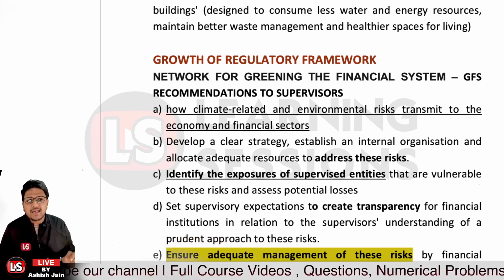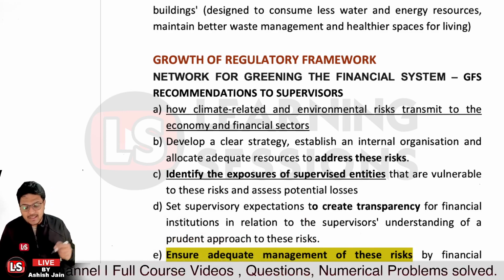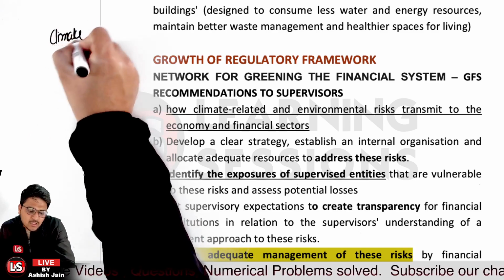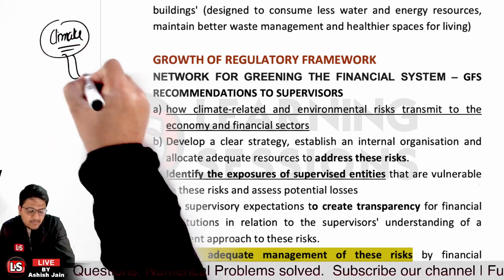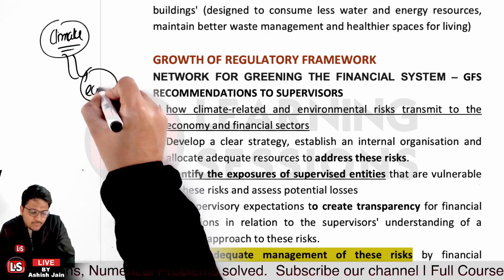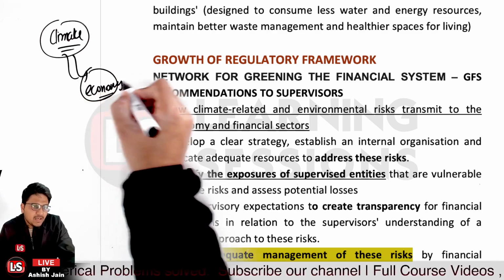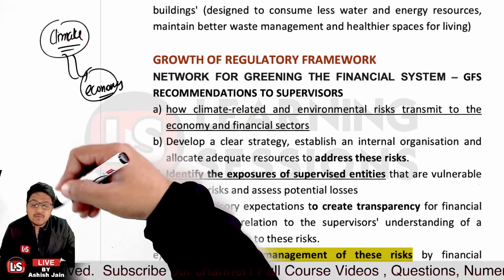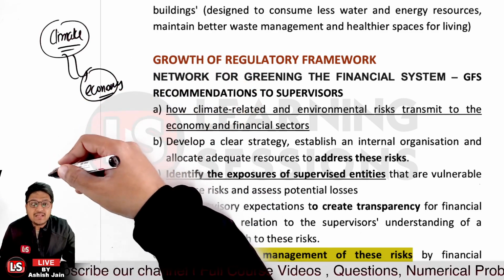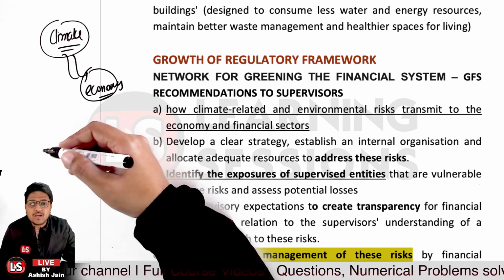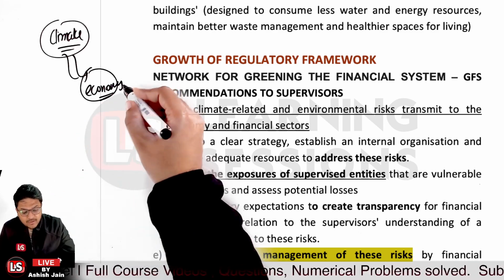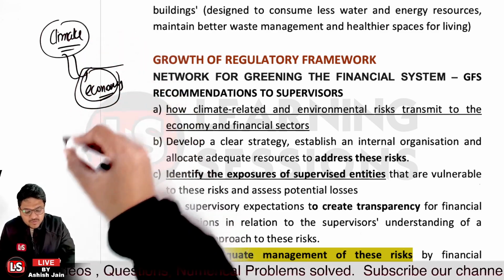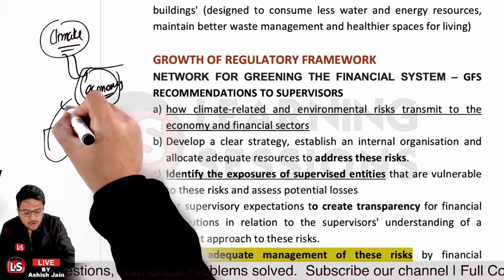So how climate-related and environmental risk transmits to the economy was the main thing. Let's say it's a climate risk, so we are saying that the climate is changing. How this particular risk can be transferred to our economy, and how it can further impact our economy, is described by it. And further, they should develop a clear strategy, establish an internal organization, and allocate adequate resources to address this risk. Whatever different risks are transmitted by the climate to the economy, we must have an organization which is assessing all those risks.